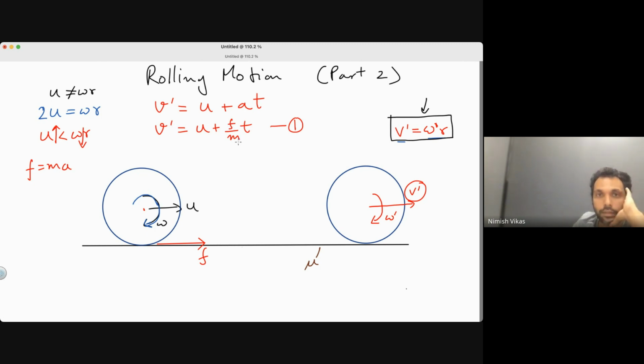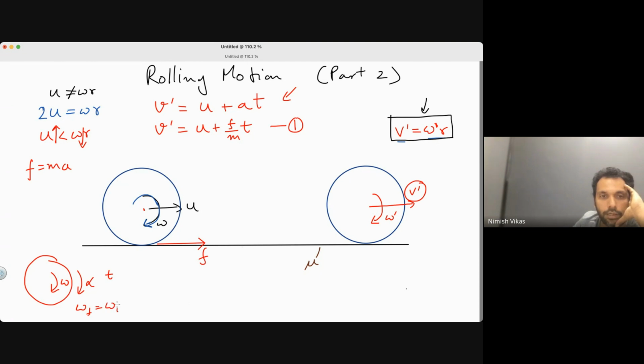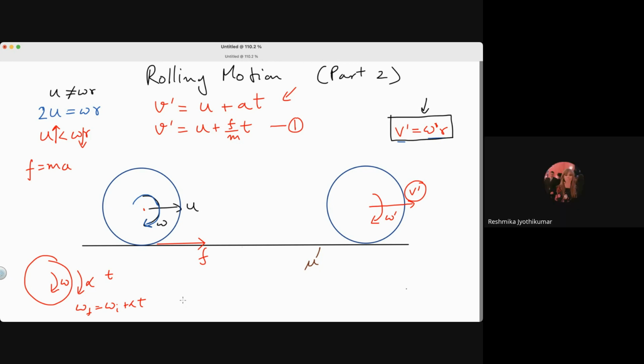Is that clear? So the other equation will be for this omega becoming omega dash. It is a similar kind of equation. Can anybody speak out what it will be? Remember your circular motion. There's a body going with omega and you apply alpha on it for t time. Then what is the final angular velocity? Omega final is equal to omega initial plus alpha t, right? Right, guys? Yes, sir. Okay.